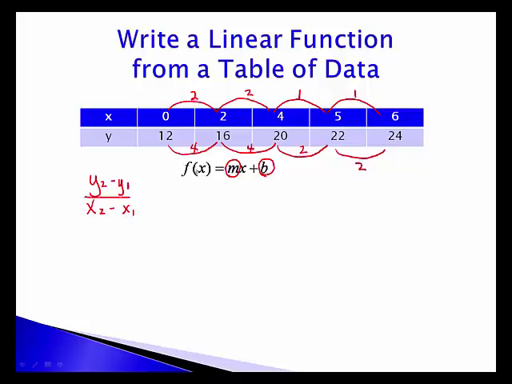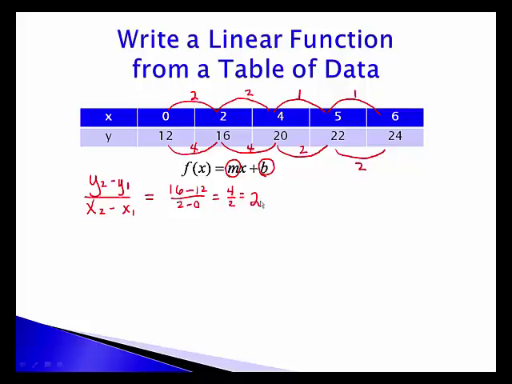You could calculate a slope for me then, could you not? Why don't we just use these 2 points right here? So it would be 16 minus 12 over 2 minus 0, which is equal to 4 over 2, which is equal to 2.